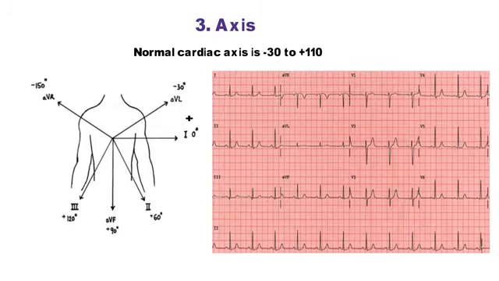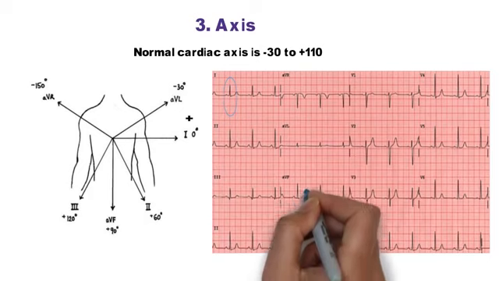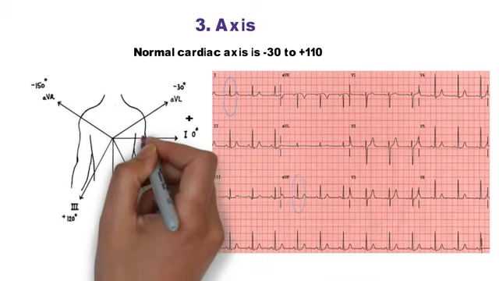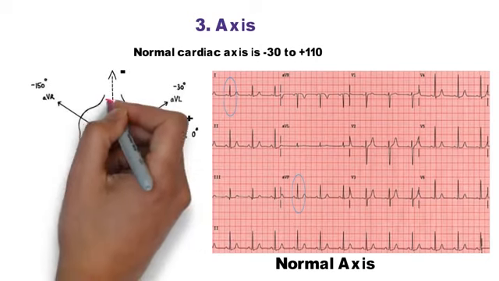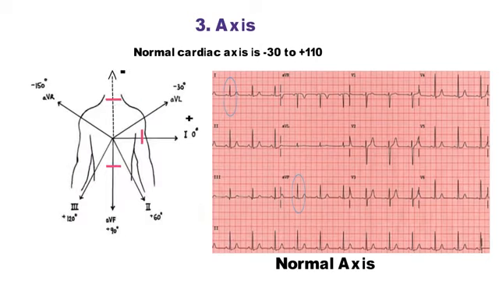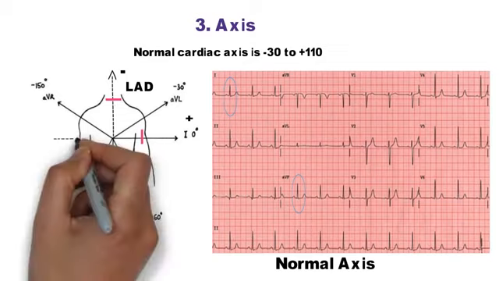In this ECG, net QRS complex in lead 1 and in aVF are positive. So if we plot these positive deflections on this diagram, we will get a vector in the normal cardiac axis range. So this is a normal axis ECG. And if net QRS is positive in lead 1 and negative in aVF, the net vector will be in the left axis deviation range. Lead 2 will also be negative in left axis deviation.